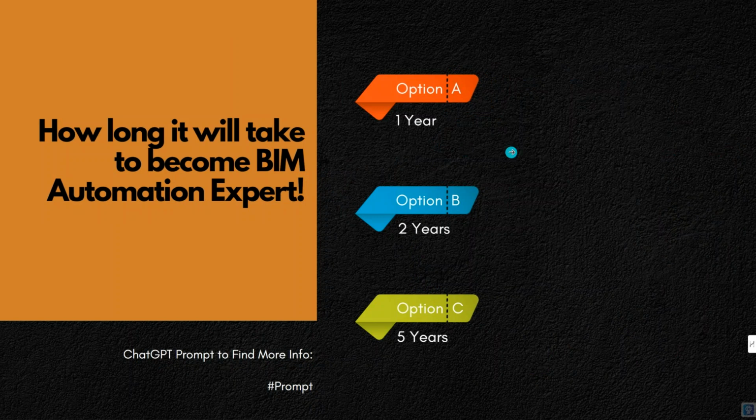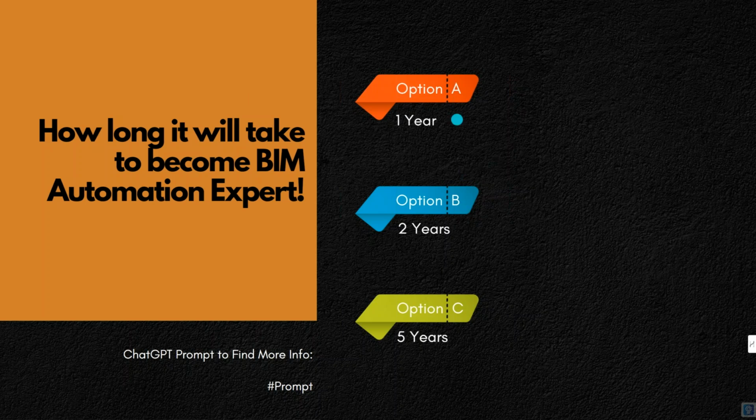So to become an expert in BIM automation, what is your option here? Option A. I want option A.